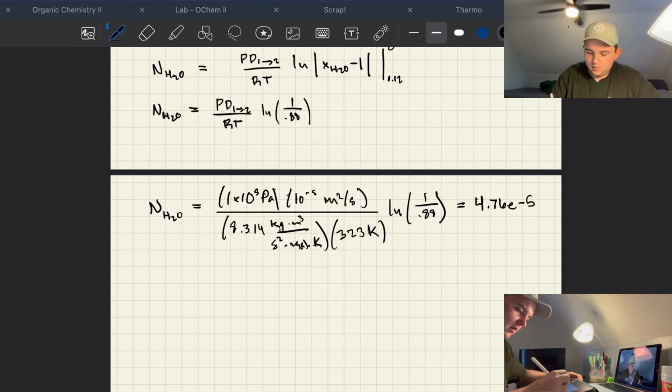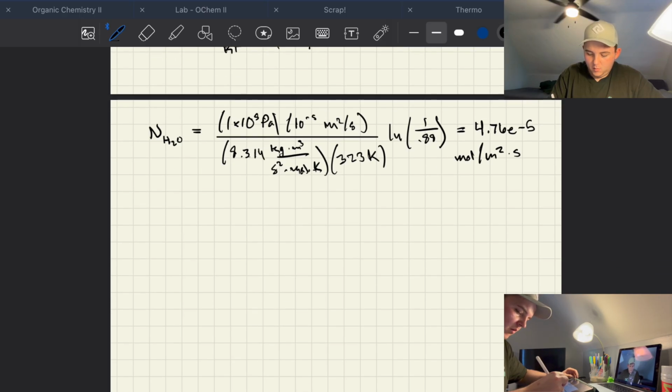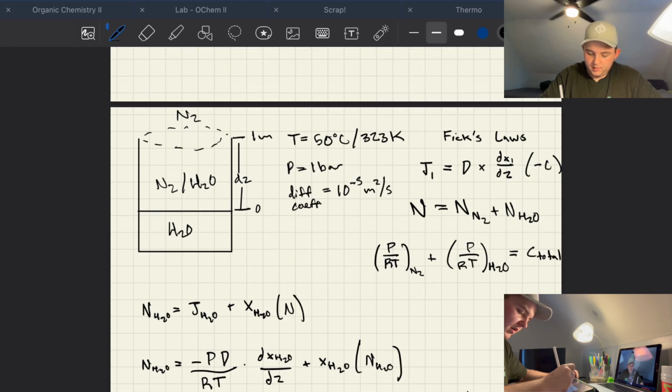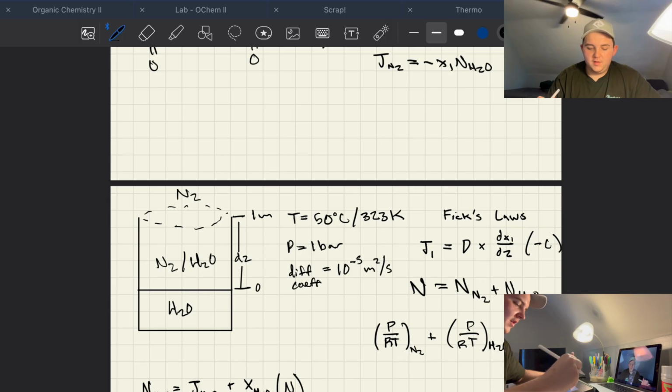which is equal to 4.76 e negative 5, reported in units of moles per meters squared second. So this will be our final answer, for the value we found to be the molar flux of water for these given values.